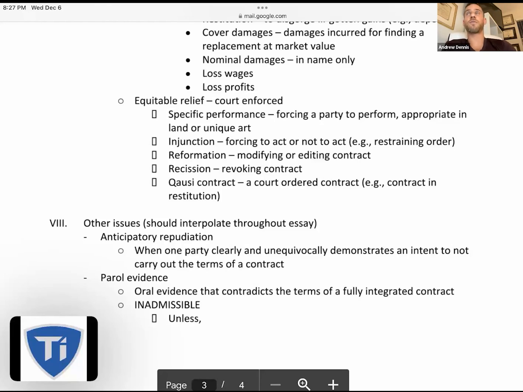Reformation, look for reformation. If there's a mutual mistake, reformation is a great remedy to modify or edit the contract. Rescission, revoking the contract, tearing it up. There was no meeting of the minds. Rescission is also a potential remedy for a mutual mistake. And then a quasi contract is a court ordered contract, like they order the restitution contract, or they create a promissory estoppel based contract where it'd be unfair for them not to have a contract. So it's also known as a fictitious contract, as a quasi contract.